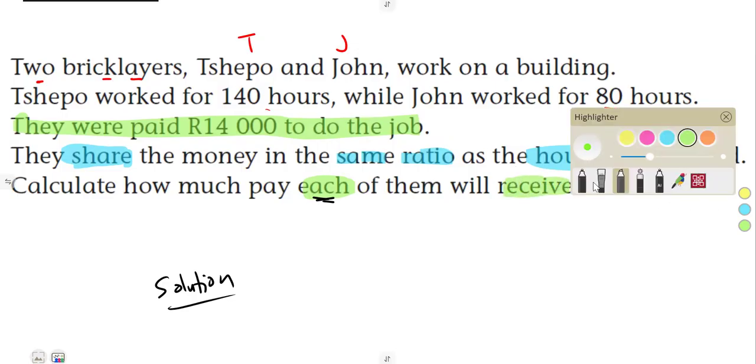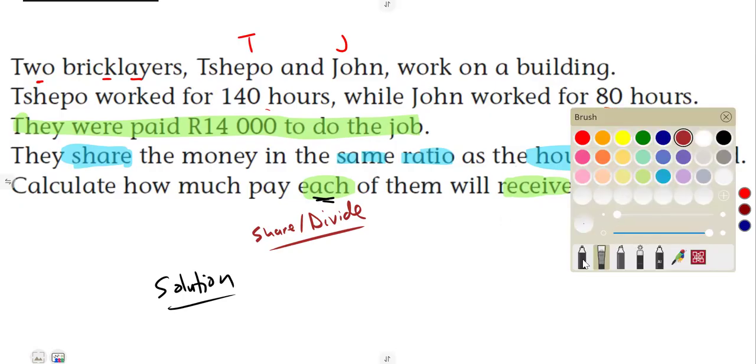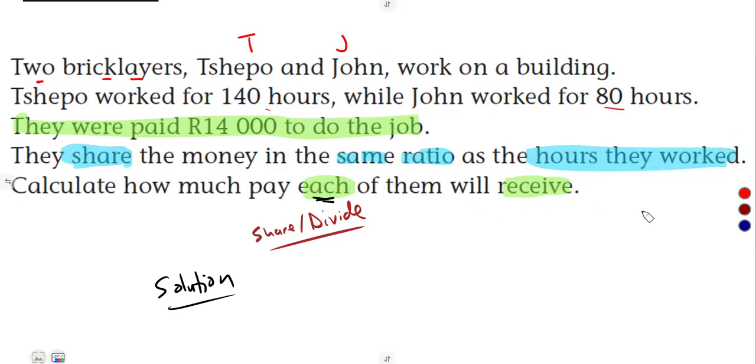So we are back to the ratio, to share again, to divide in a certain ratio. So how are we going to do this one? How are we going to do that? We are going to look back to the hours because they were sharing this total, the total to be shared.